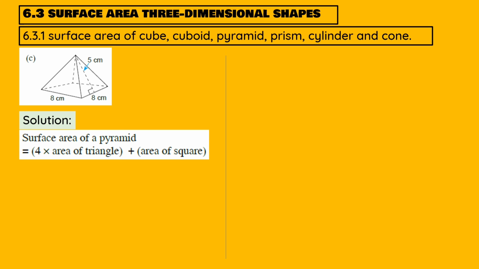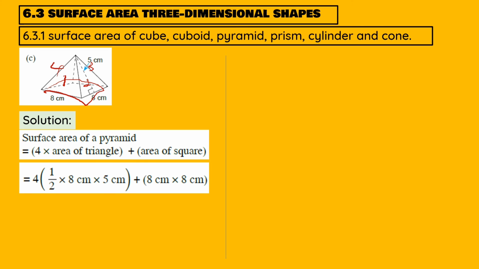Okay, let's look at C here. Surface area of a pyramid. Okay, in a pyramid, there are 4 triangles. 1, 2, 3, 4 triangles. 4 times area of a triangle plus 1 area of a square, the base here. This is the base and this is the area of a square that we need to find. 4 times area of a triangle is 1 over 2 times 8 times 5, plus 8 times 8, area of the square. The answer will be 144 centimeter squared.